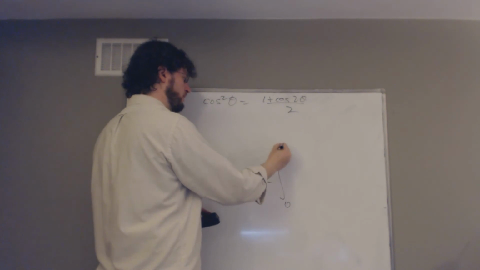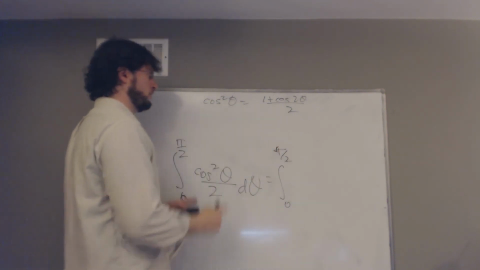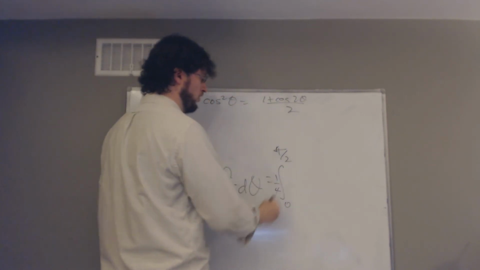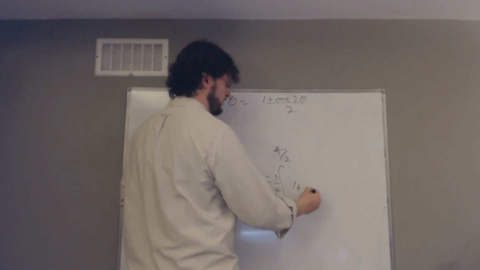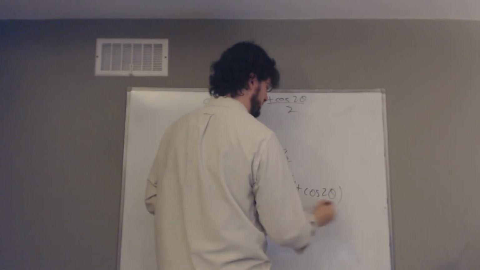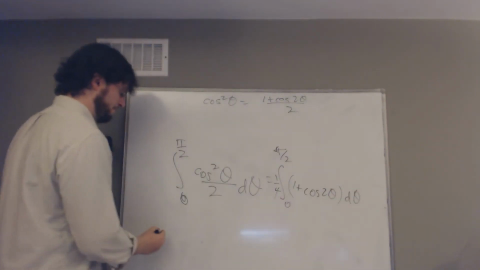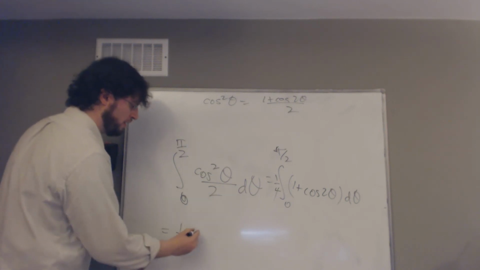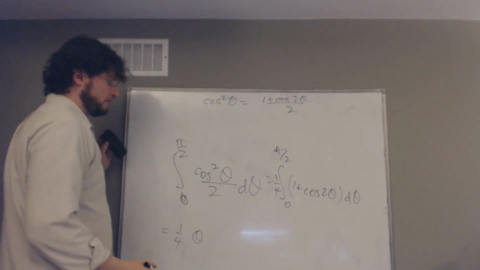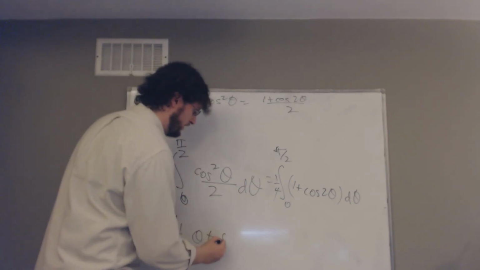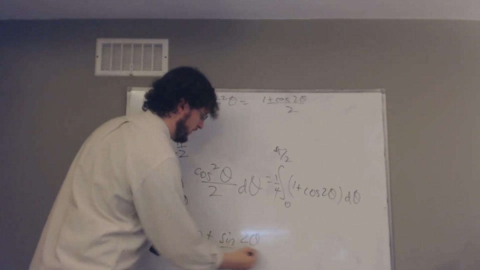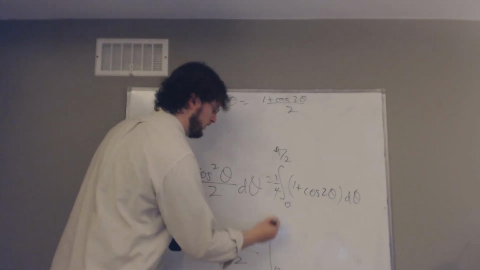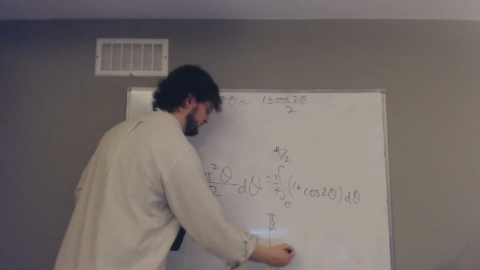which I can then use to rewrite this as the integral from 0 to pi over 2. Cosine squared is this. We still have the 2 that's in the denominator. Let's bring that all out as a quarter. 1 plus cosine 2 theta. Integrate becomes 1/4. If I integrate 1, I get theta. If I integrate cosine 2 theta, I get sine 2 theta, but divided by 2 because of the chain rule. And then evaluate it from 0 to pi over 2.